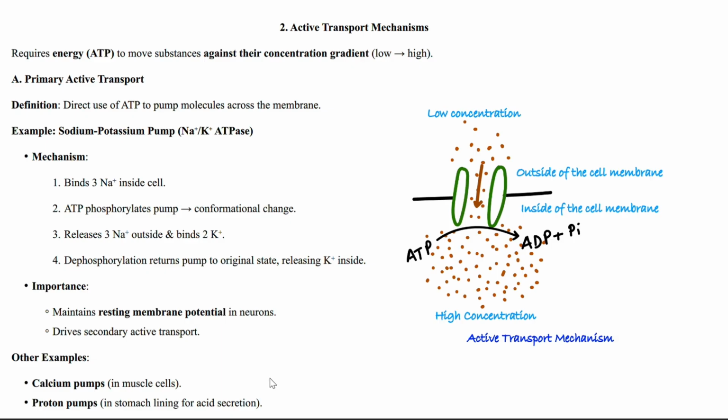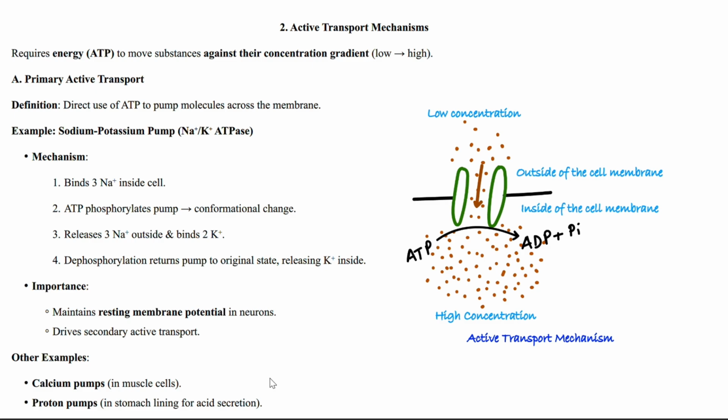So, why is this important? This pump plays a critical role in maintaining the resting membrane potential, especially in nerve and muscle cells, allowing them to generate and transmit electrical signals. It also creates the ion gradients that are necessary for many other transport processes, including secondary active transport, which we will look at next.